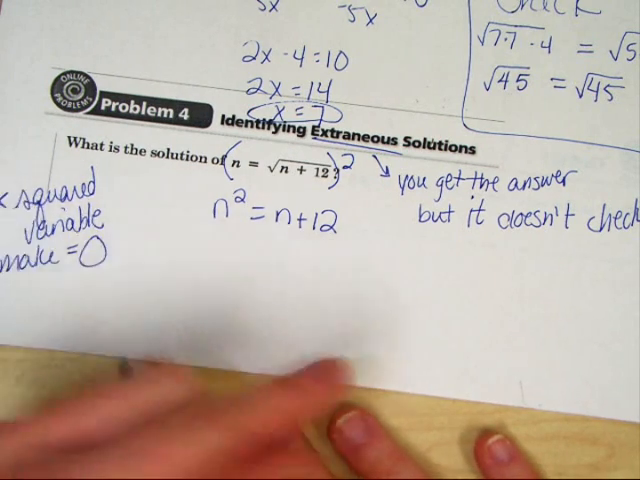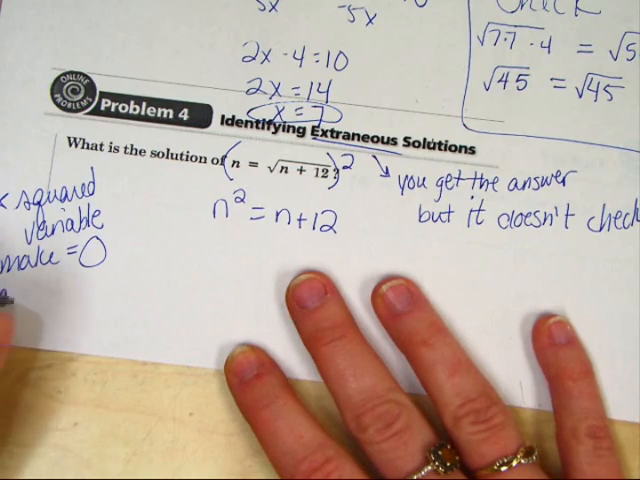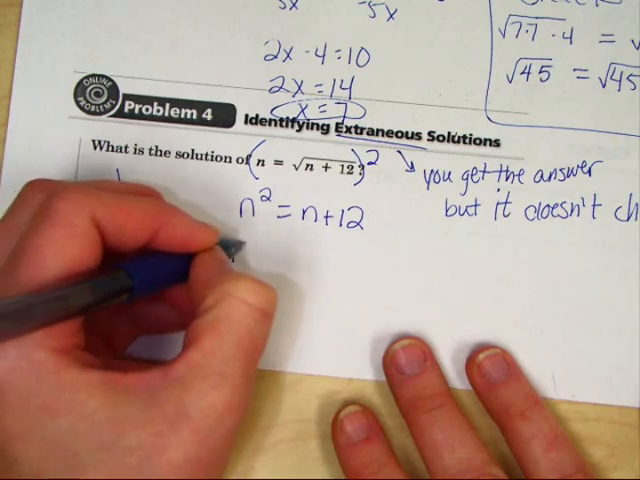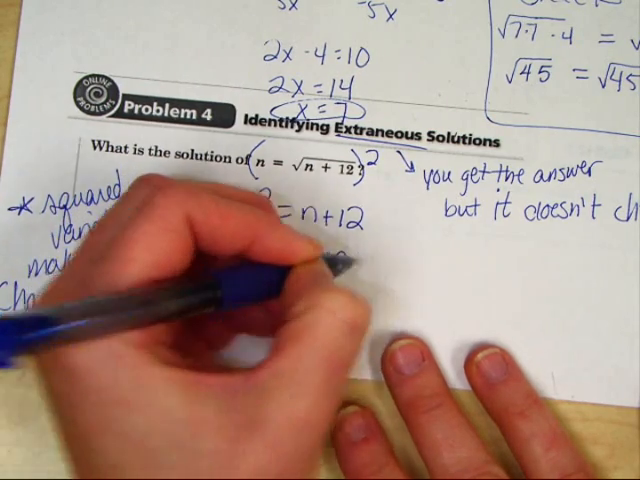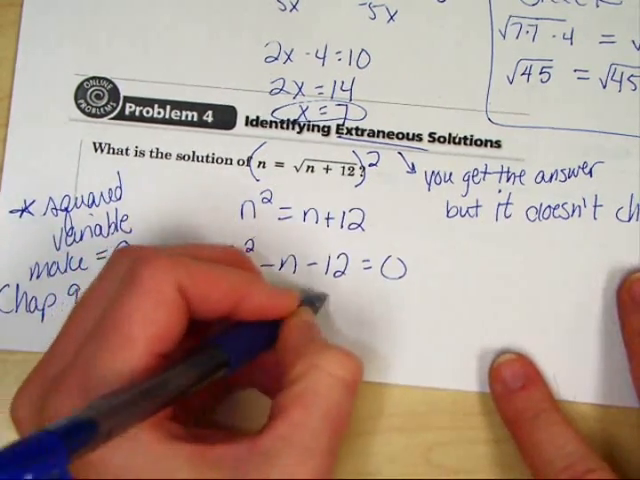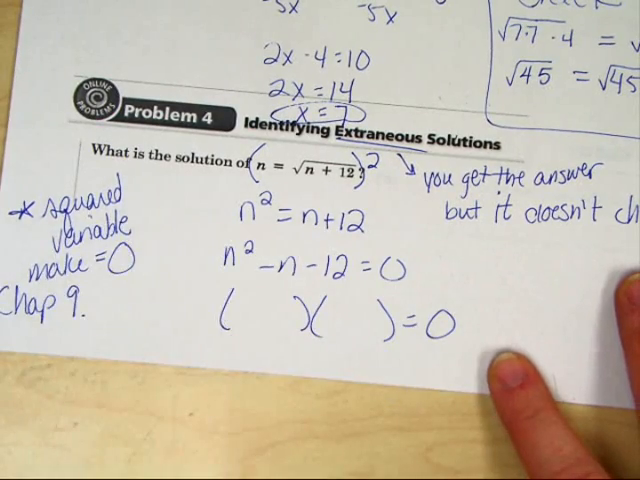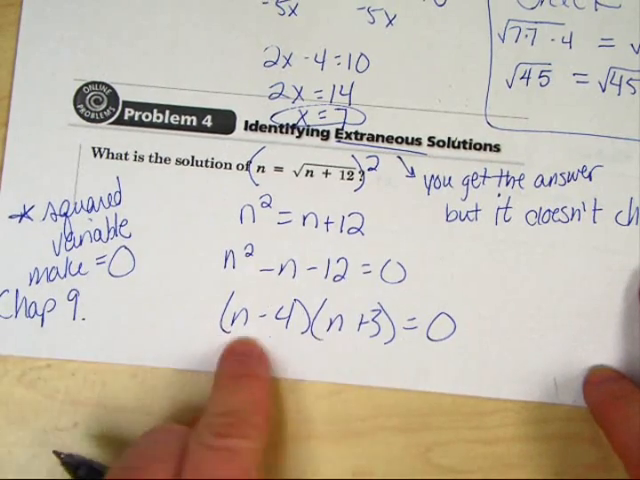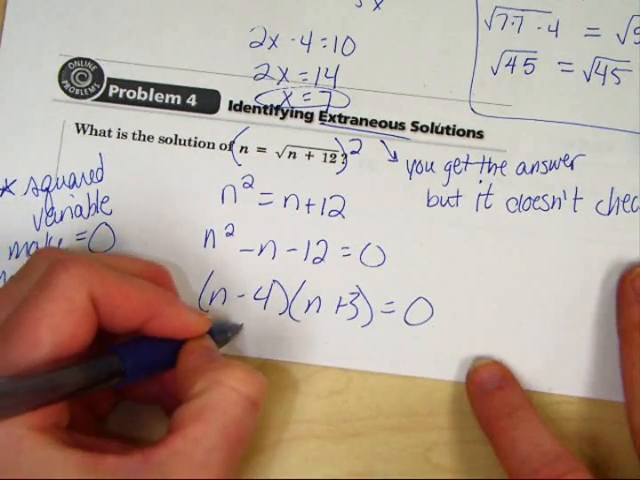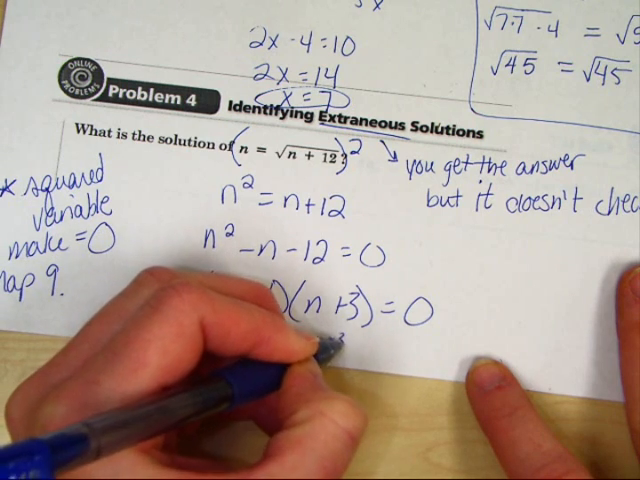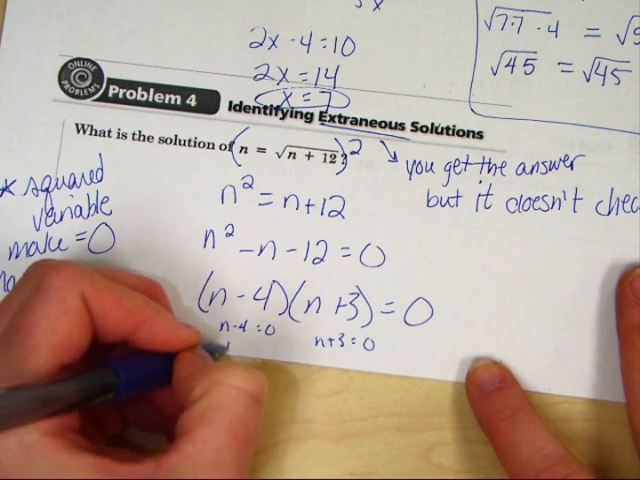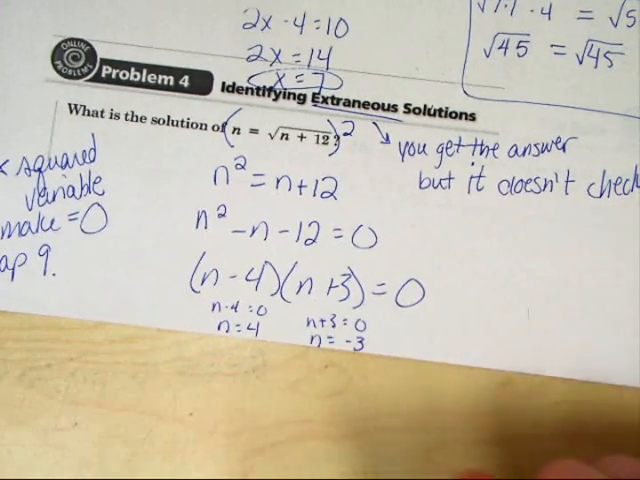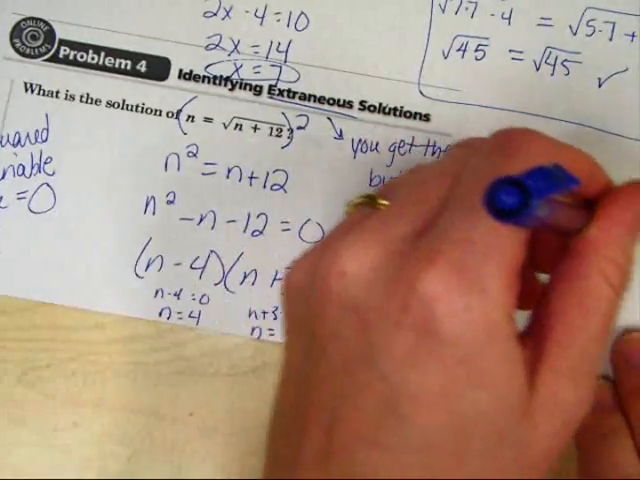So you see all this stuff? I got to move it over. You guys did this in chapter 9. Alright, if you need to look it back over, you did this in chapter 9. N squared minus n minus 12 equals 0. Factor it out because that's how you learned. You get n minus 4, n plus 3. You would set each one of these equal to 0. N minus 4 equals 0, n plus 3 equals 0. And you get two answers. N equals 4, n equals negative 3. Now what we need to do is check them both in.